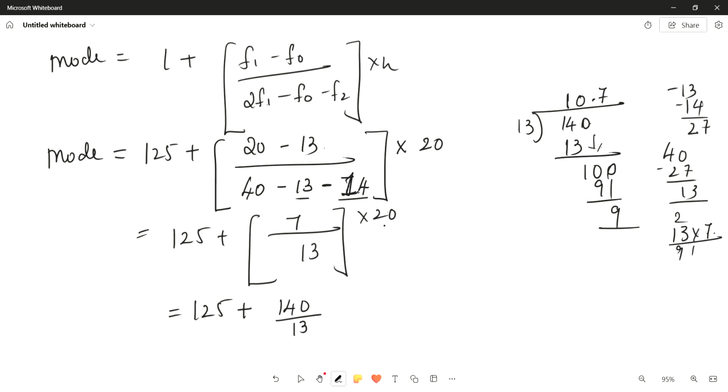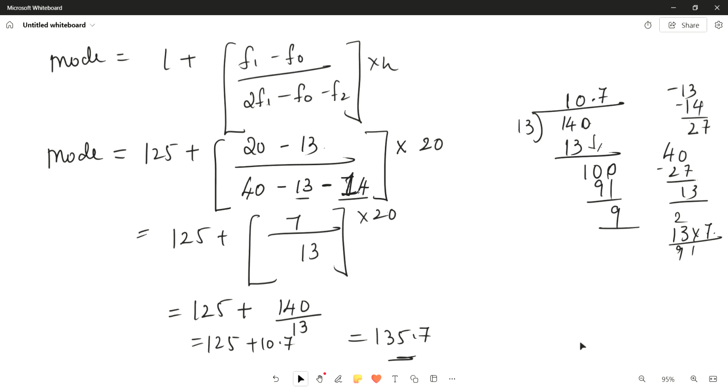We can leave it here. So it is equal to 125 plus 10.7. That is 135.7 will be the mode. Okay. You can do that also. I feel this is simpler, that's why I do this. You can do 13 into 125 plus 140, whole thing divided by 13, you will get. No, that also you can. Okay.